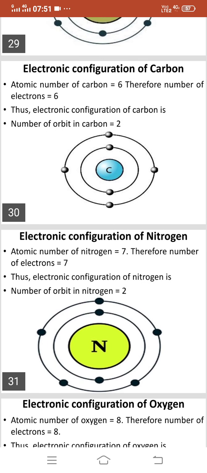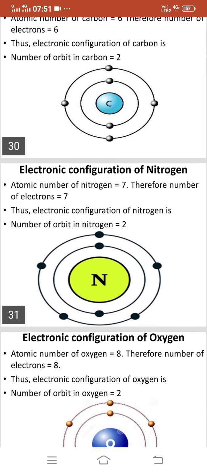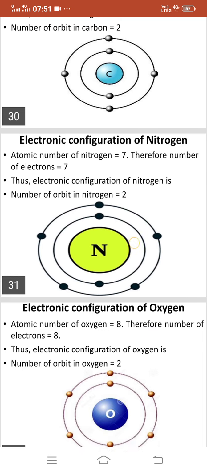Now you can see the electronic configuration of nitrogen. Atomic number of nitrogen is 7. Electrons present in nitrogen are 7. And the number of orbits present in nitrogen is 2. So the first orbit has 2 electrons and the rest 5 electrons are present in the second orbit around the nucleus. So this is, you can say, the electronic configuration of nitrogen.